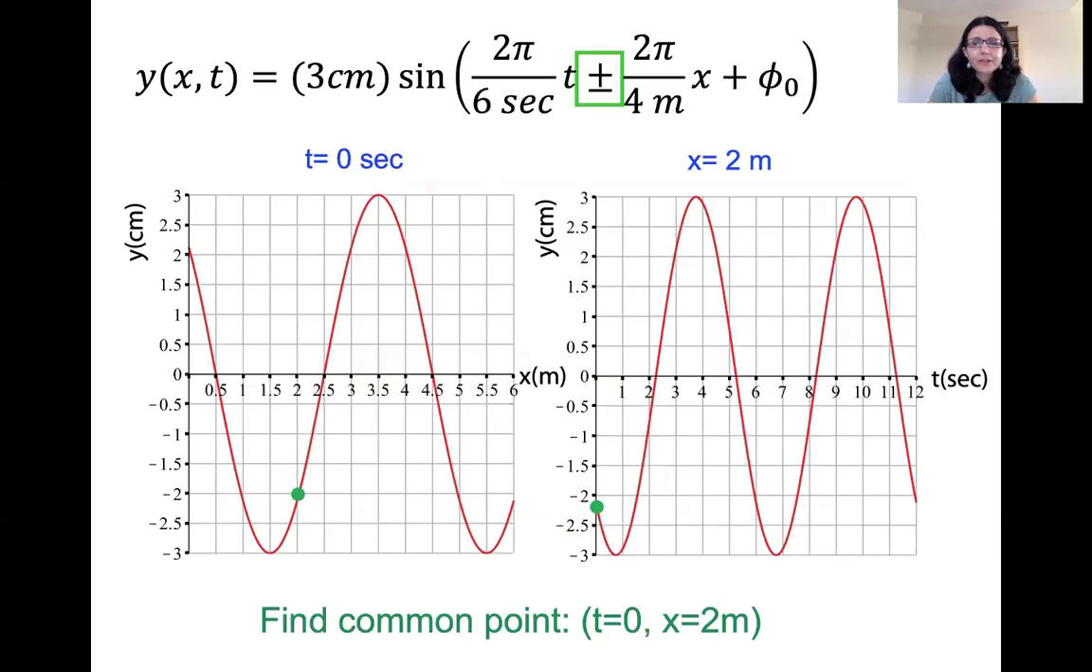All right, so the trickiest thing often with these plots is trying to figure out the direction. Remember, this plus or minus sign had to do with which direction the wave is moving.